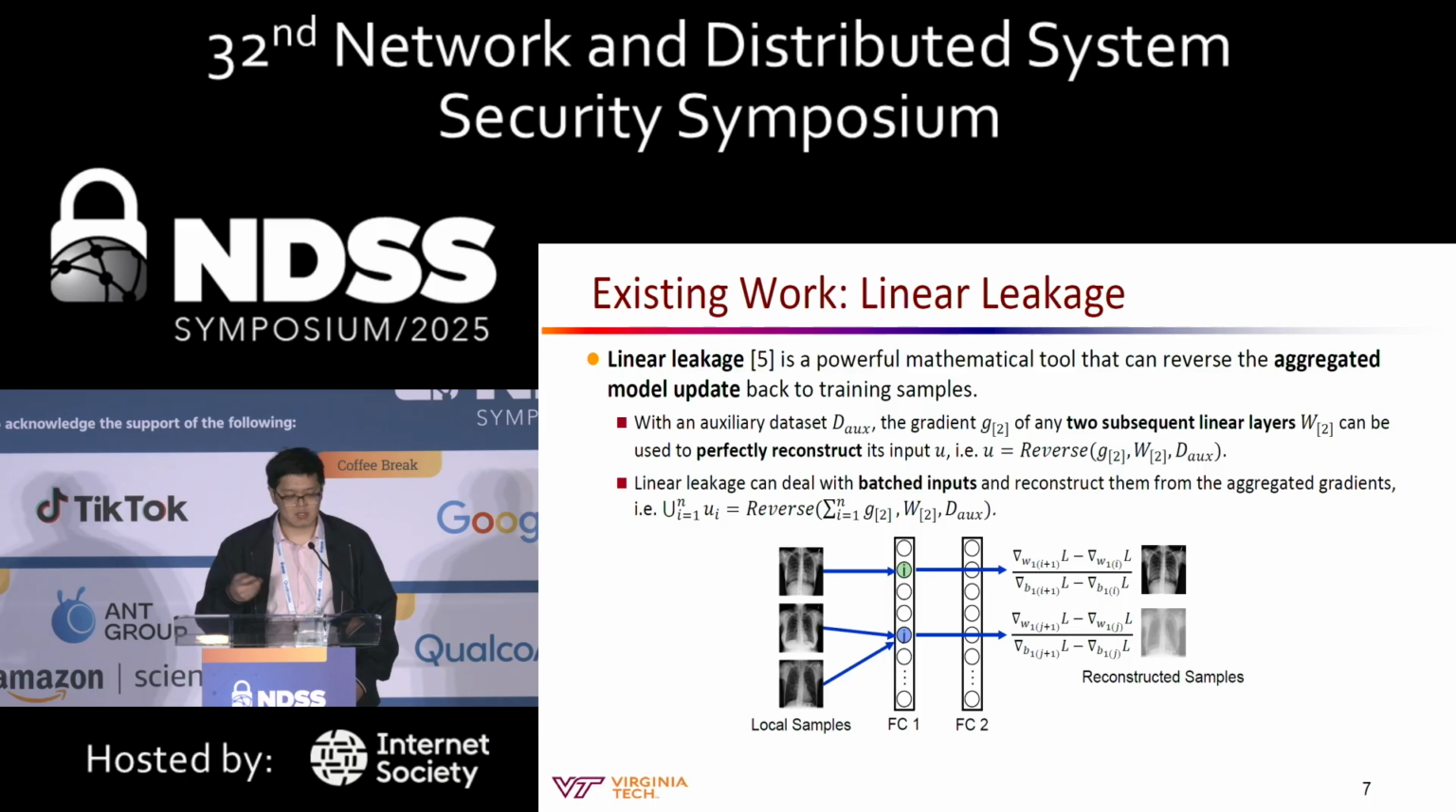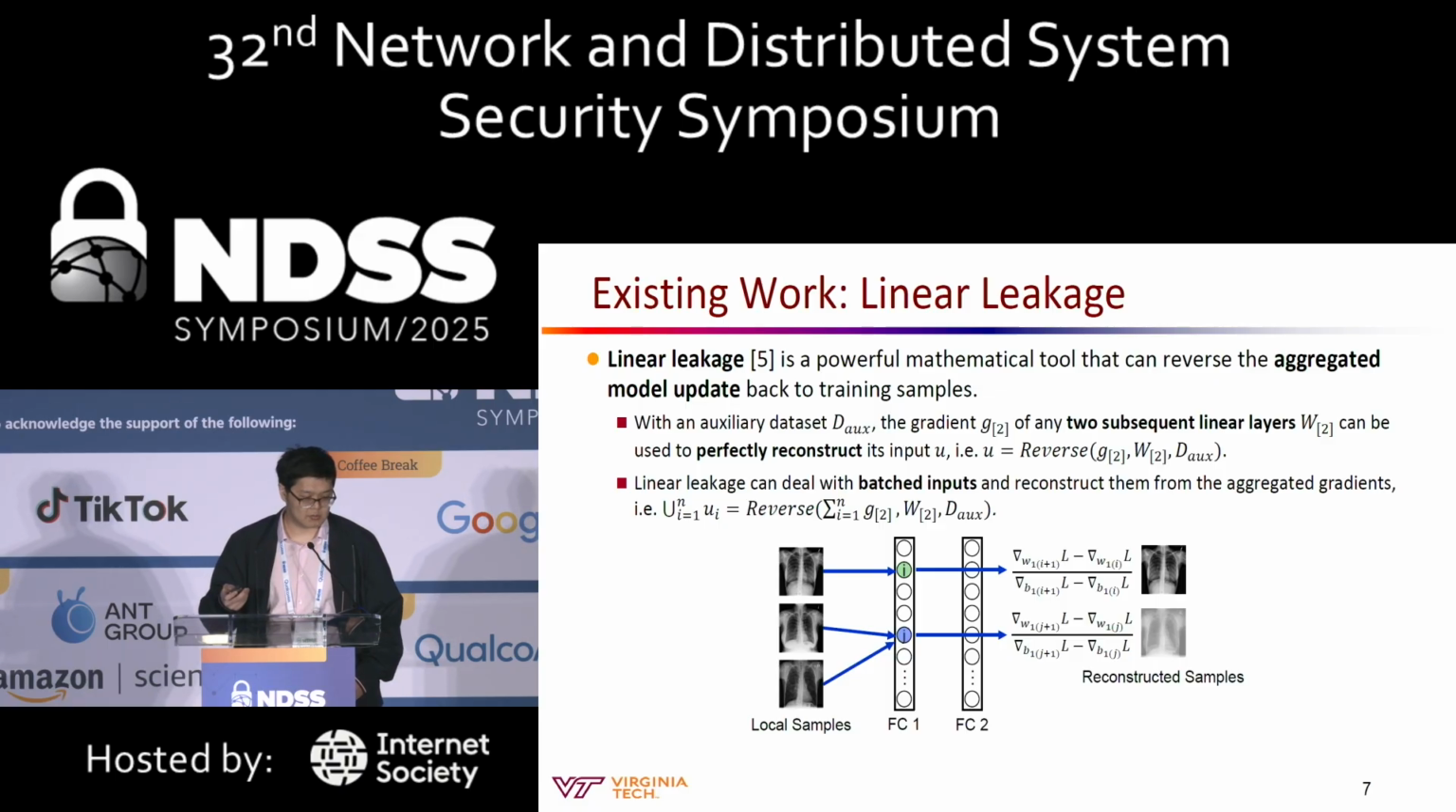As attack and defense is actually an arms race, there have already been some works compromising the secure aggregation protocols. There's one interesting work called linear leakage. It is a very powerful mathematical tool that can reverse the aggregated model updates back to the inputs. Here is the formal definition of it, but let me just provide some key concepts for this attack.